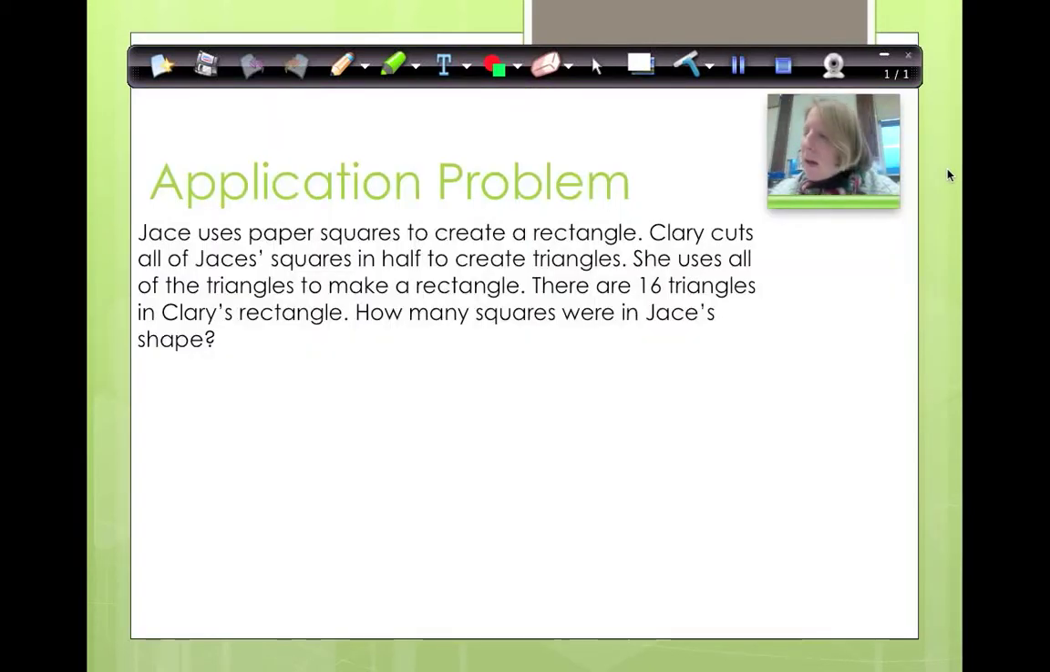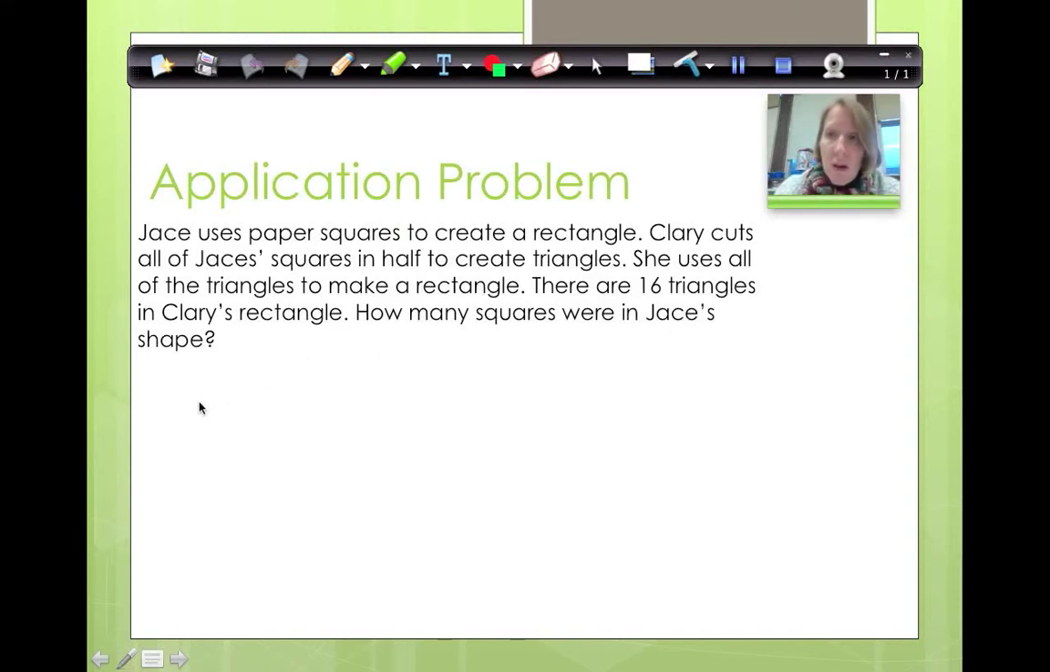Before we can do that, we need to do our application problem. This application problem can be done several different ways, of course, just like most math problems. Jace uses paper squares to create a rectangle. Clary cuts all of Jace's squares in half to create triangles. She uses all of the triangles to make a rectangle. There are 16 triangles in Clary's rectangle. How many squares were in Jace's shape?